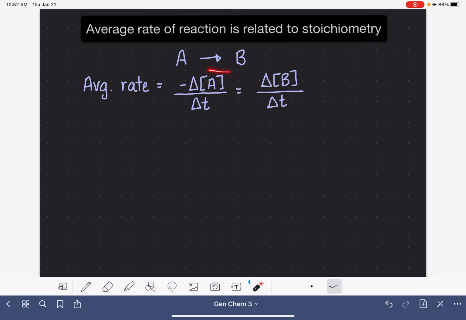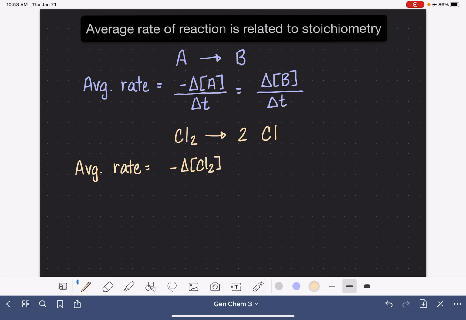When I first introduced you to this A goes to B concept, one of the examples of this type of reaction that I showed you was the Cl2 molecule being converted into 2 chlorine atoms. If we wanted to write the average rate for this particular reaction, we do the same thing. We could say the average rate of the reaction comes from the loss of the Cl2 molecule, the negative change in concentration of the Cl2 molecule over time, or we could write it in terms of the formation of the Cl atoms over time, which again is positive because it's a product.